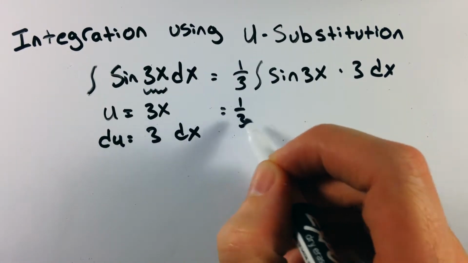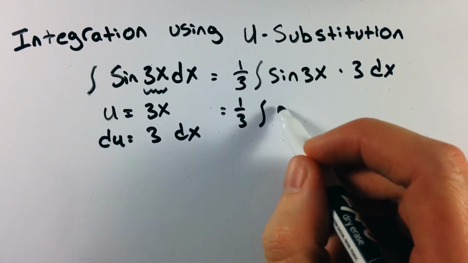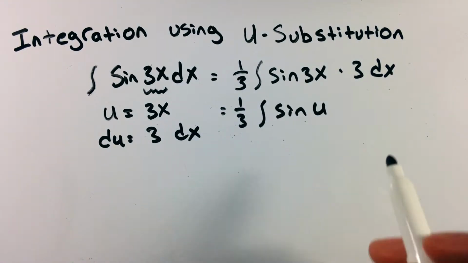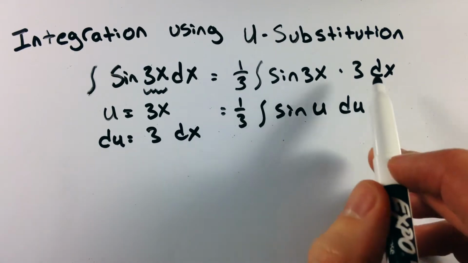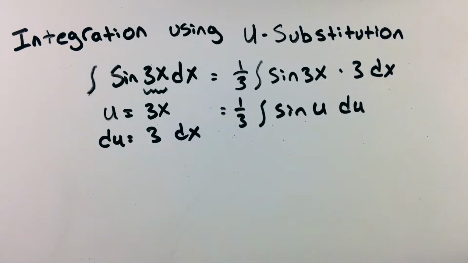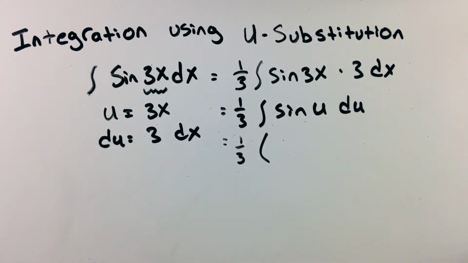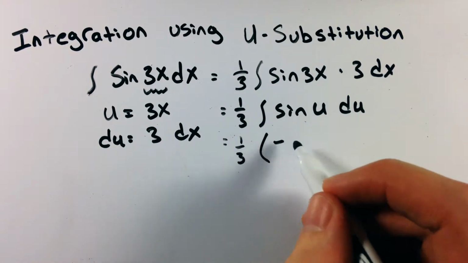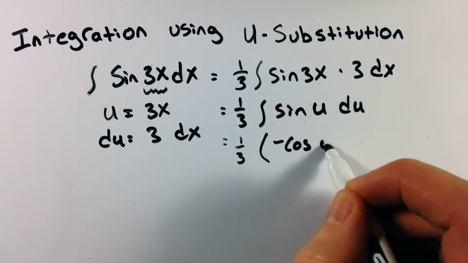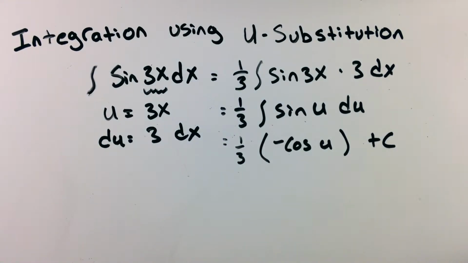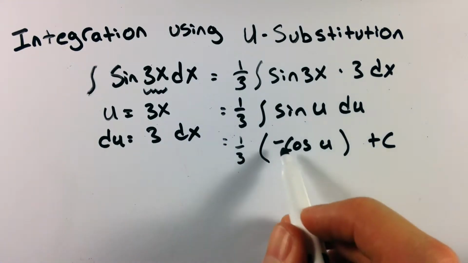So if I rewrite it as 1/3 the integral of sine of u du, this 3dx being that du, I now have an integral in terms of a different variable that is much easier to solve. So the 1/3 stays out here, and the integral of sine of u is just negative cosine u, and we have a plus c, that constant. Well, now the negative sign comes out here.